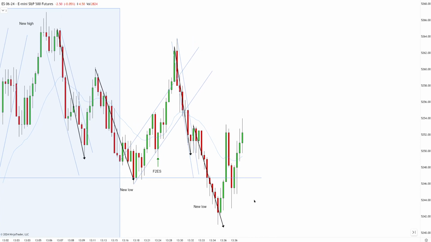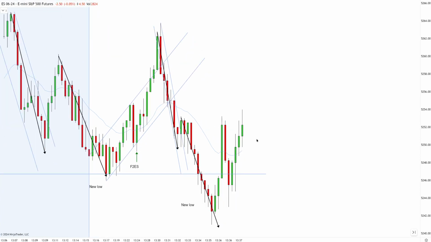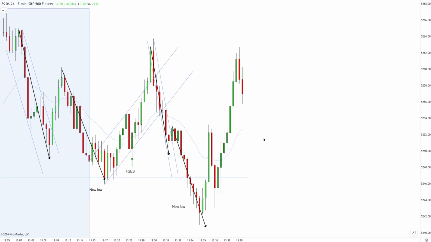We're breaking higher. So what you're expecting, another failed second entry short, similar to here. New low, first entry short, second entry short failure. Market keeps trending all the way up.